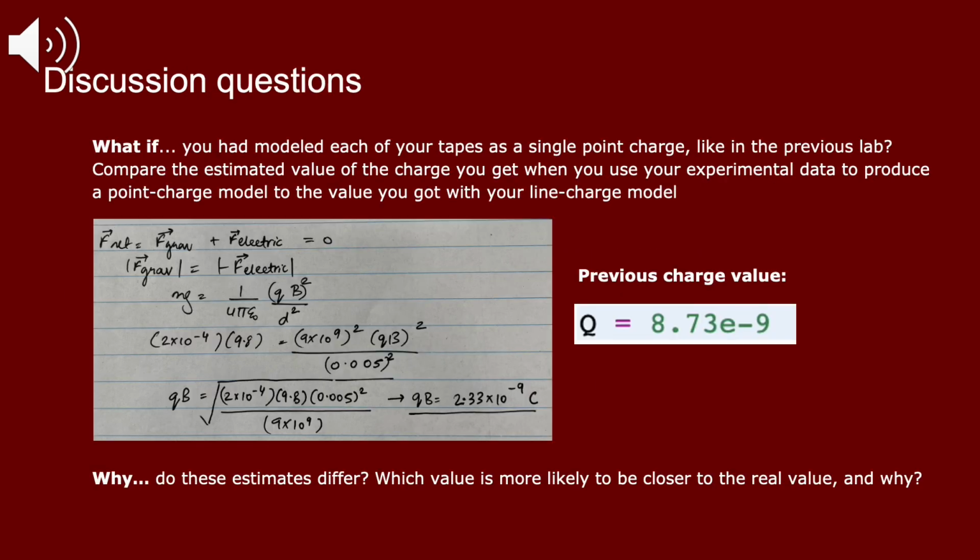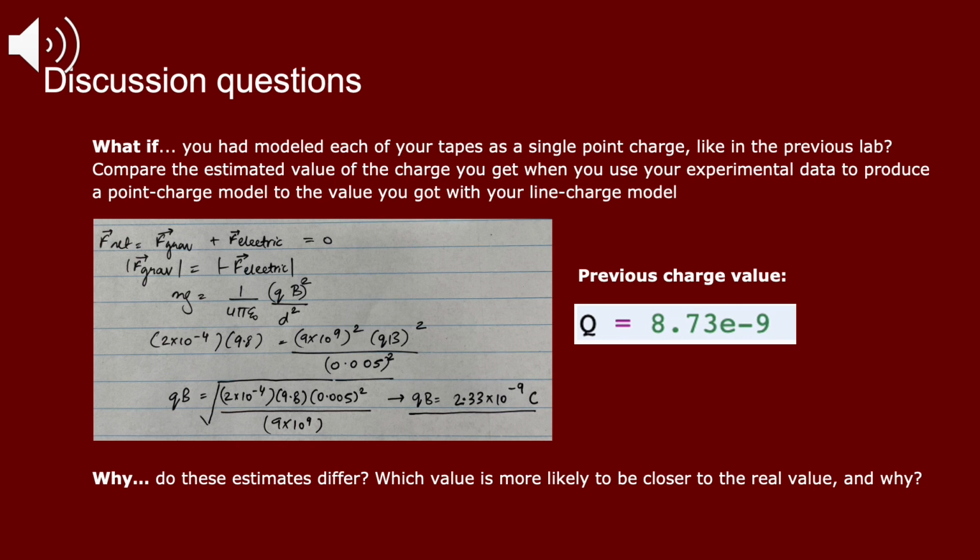Moving on to the discussion questions. What if we had modeled each of our tapes as a single point charge like we did in the previous lab? So what if we compared the estimated value of the charge that we get to the experimental data to produce a point charge model instead? And how does that compare to the line charge model that we had?